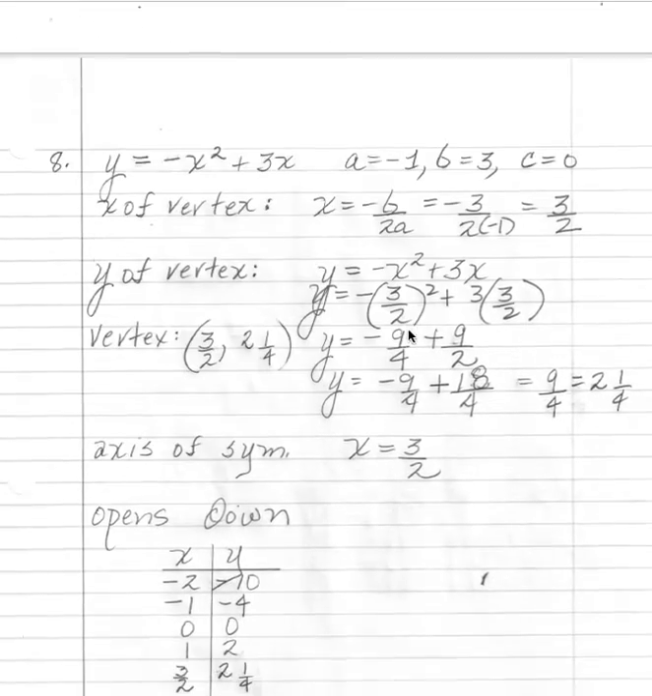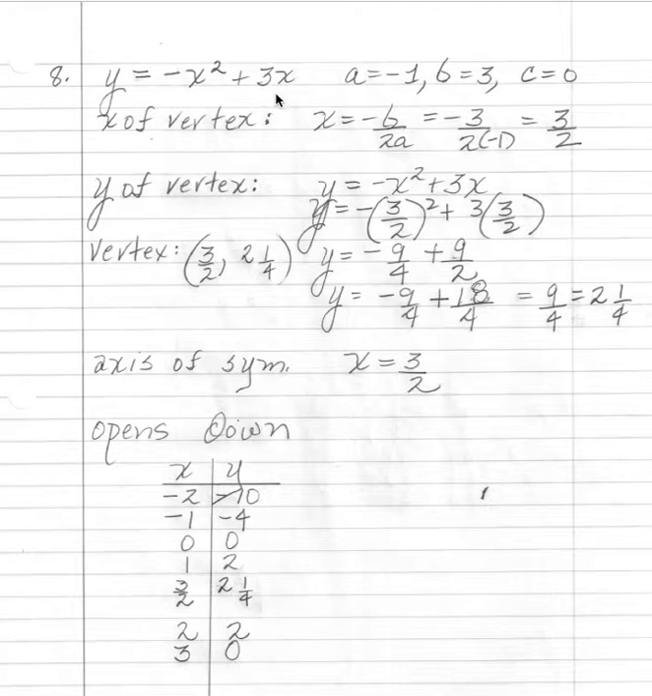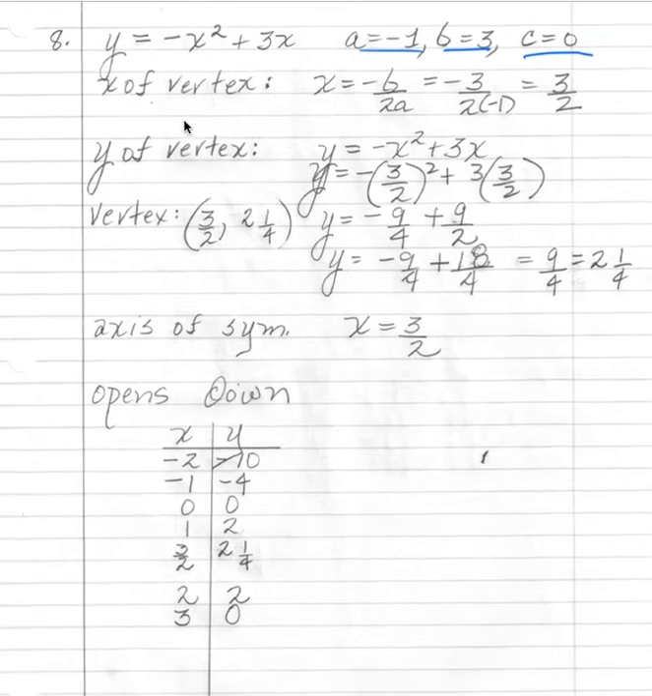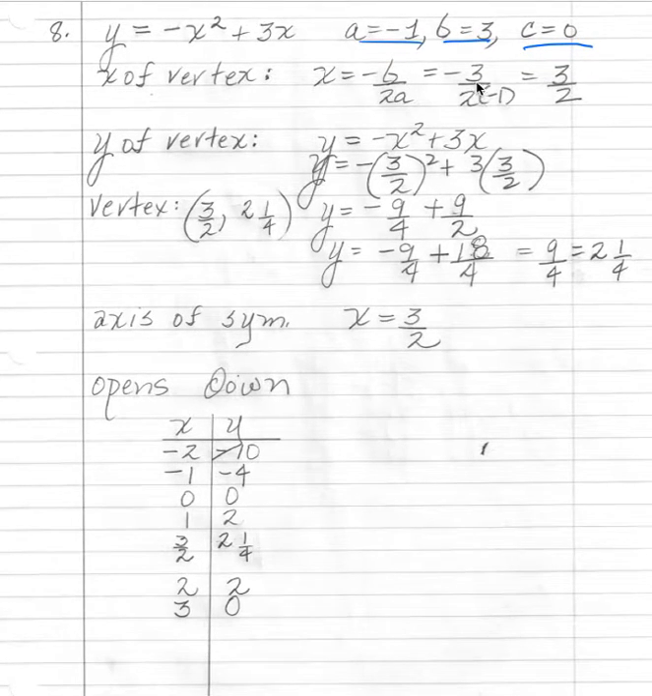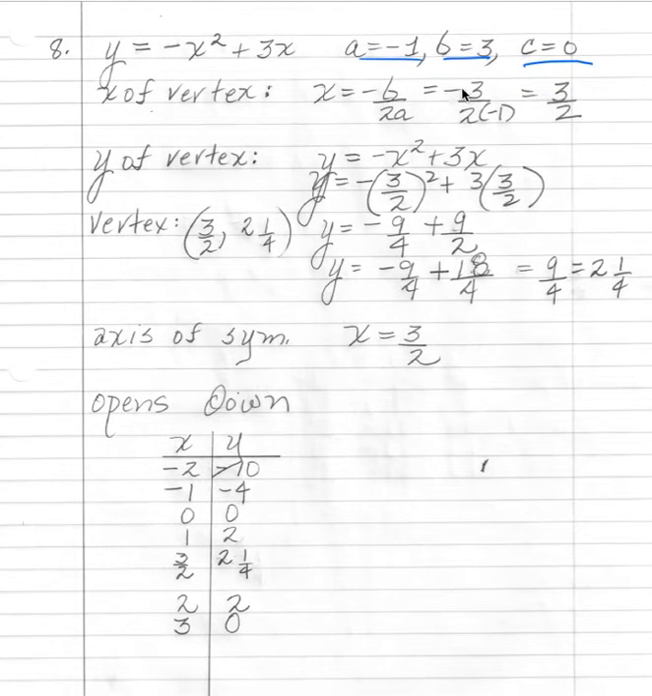Number 8 is y equals -x squared plus 3x. In this case, our A is -1, our B is 3, and C, we don't have a constant term, so it's equal to 0. The x of the vertex, when I do the math for that, is -b over 2a, so it's -3 over 2 times -1. That's -2 in the denominator, so negative and negative make a positive, so it turns out to be 3 over 2.